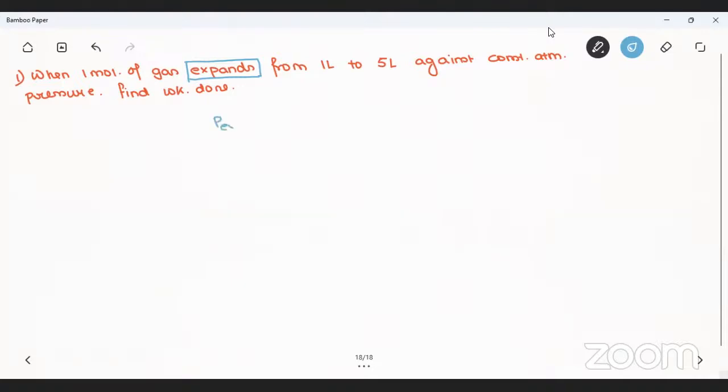So P external is given as constant atmospheric pressure. Atmospheric pressure is 1 atm. Okay, remember this. It is 1 atm. Delta V means V2 minus V1. It is 5 liter minus 1 liter, equals 4 liter. So what is the work done? P delta V. So what is P? 1 atm into 4 liters is equal to 4 liter atm.